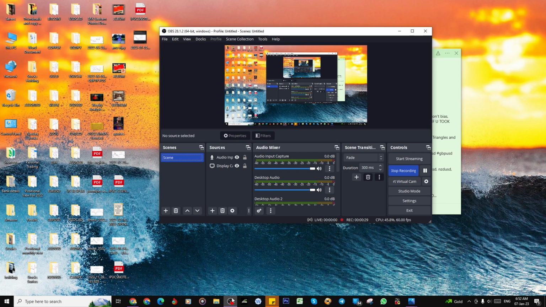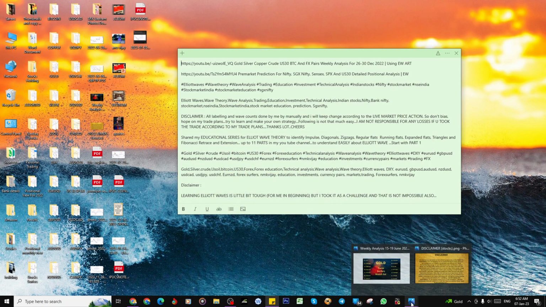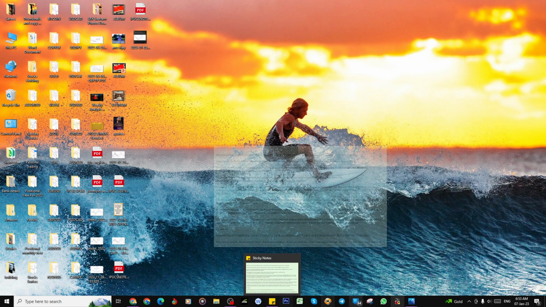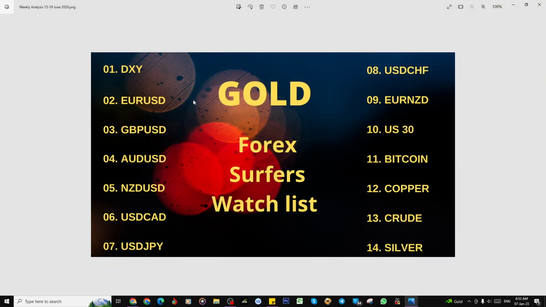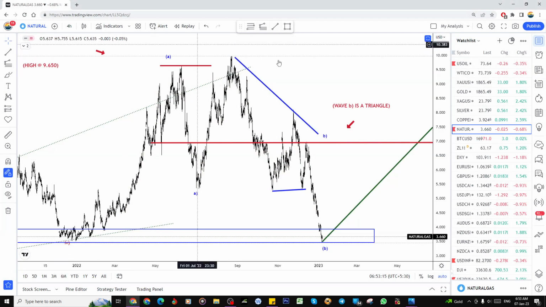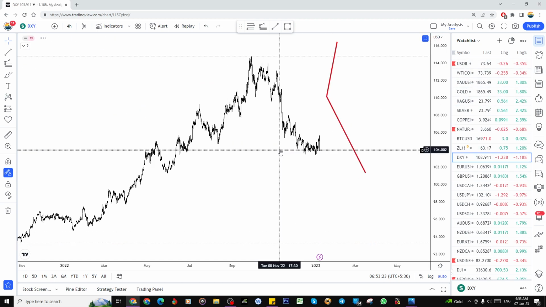So let's check. Yeah, it's recording, and this is our watch list. It starts from DXY and ends with gold. And this is one of the beautiful charts I like, in natural gas. So let's look at the details later onwards.